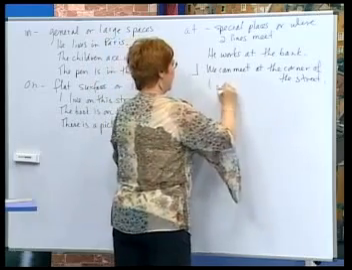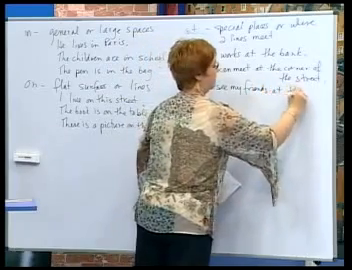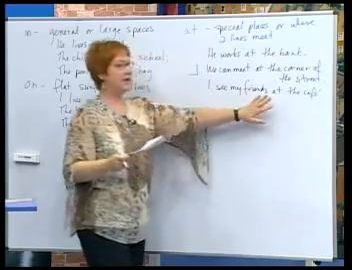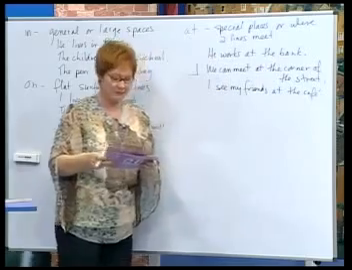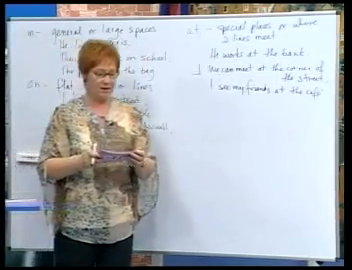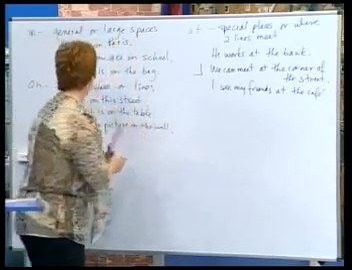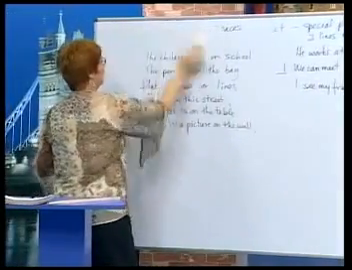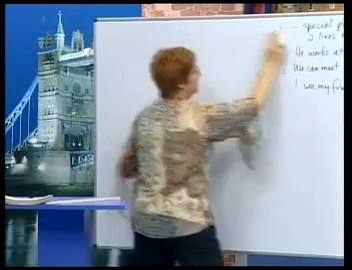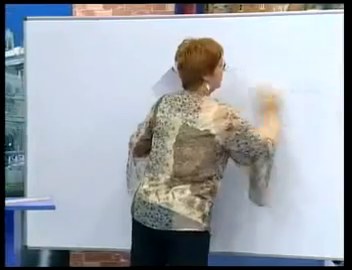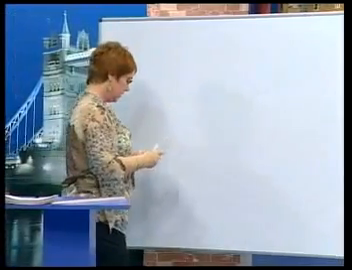I see my friends at the cafe. This also is a special place. Okay? Now, we can talk about these prepositions when we talk about where objects are. So let me make some room here, and we'll do a little bit more with prepositions. Okay? Now, remember that the preposition comes before the place. So here's some sentences.